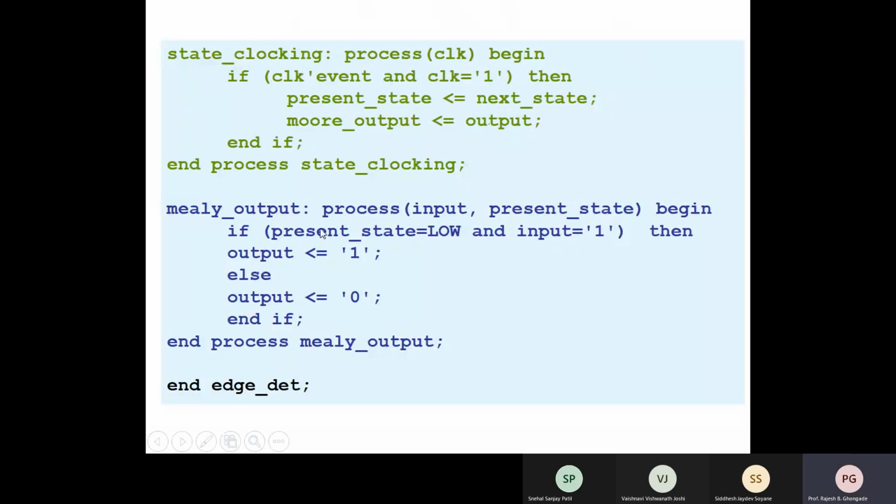Now what about the output? We have not generated the output as yet. So this is called the Mealy output. In this another process, I am going to write input and present state. So this process is going to be executed when either input changes or present state changes. All right. Is that okay? Yes, sir.